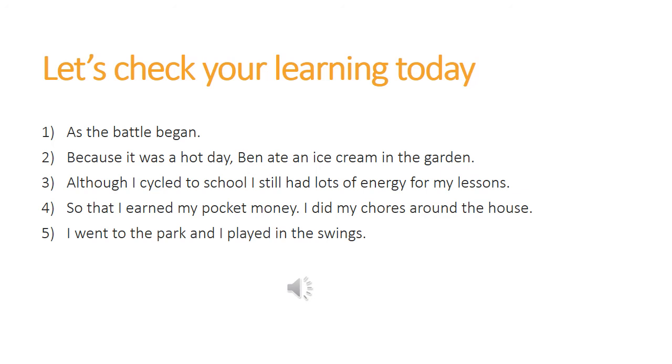Lots of people make the marvellous mistake in sentence 1. This is only a subordinate clause. It is incomplete and we need a main clause to know what the sentence is about. What happened as the battle began? Sentence 3 has a main clause and it has a subordinate clause, but the comma is missing and this is vital. This is another marvellous mistake that lots of people make.